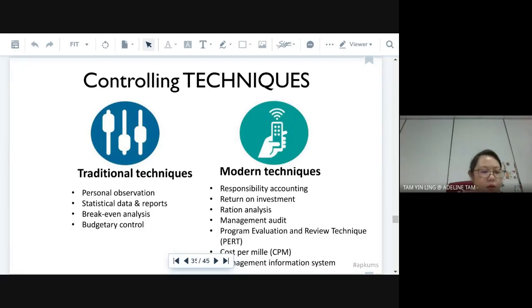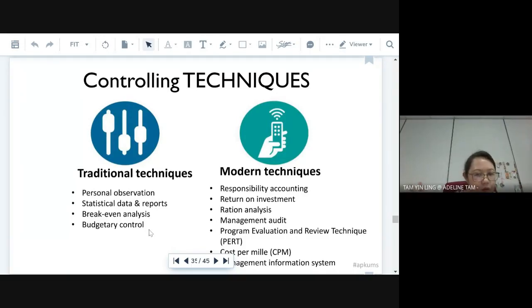And next, there's statistical data and reports. So we look at data, we look at reports. Okay, and we check this worker completes how many jobs within one month. Another worker completes how many products within one month. So we look at this report and we use this as a way to see whether they achieve our target or not. Break-even analysis, okay, and budgetary control. We look at the budget, and we're trying to control using the budget. So we tell them, okay, this is the money that you can use to do promotion.